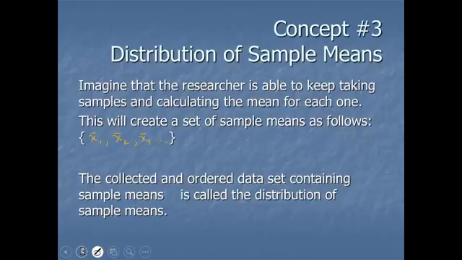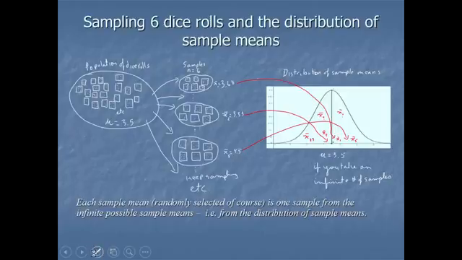Imagine a researcher is able to keep taking samples. So that's what we do in class a little bit. We'll have 30 or something today, but we could have had 60 or 55 or whatever it was. And we'll create a series of sample means. So x bar 1, x bar 2, x bar 3. So that's where you saw the series of 6 rolls. Each one was a sample. The collected and ordered data set, all those sample means, is called a distribution. The distribution of sample means. Remember, sample means x bar 1, x bar 2, etc.